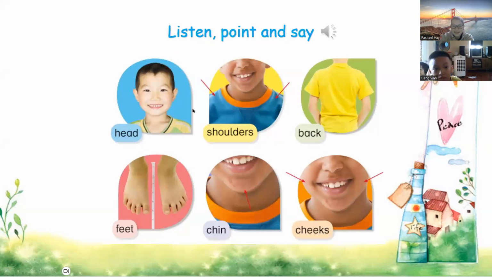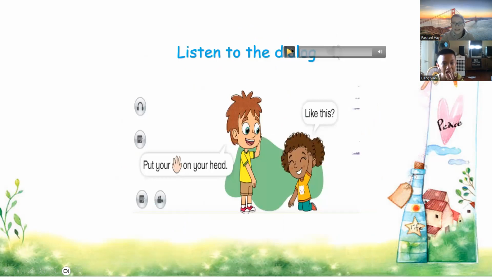Okay, so what is this? Chin. It's cheeks. Good. What is this? It's a head. Good. What is this? It's a back. Okay, sorry. They told me it's waiting. Okay. What is this? Feet. It's feet, yes. And what is this? Head. Good.